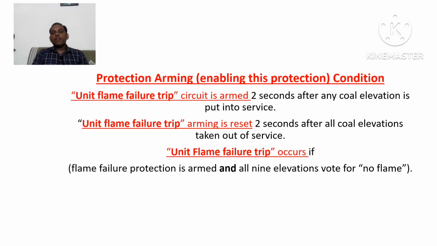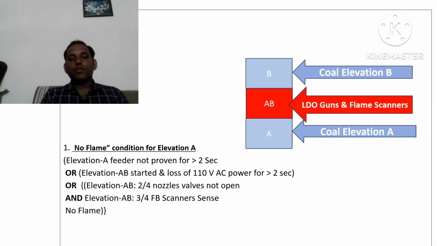Protection arming enables this protection condition. The unit flame failure trip circuit is armed 2 seconds after any coal elevation is put into service. Unit flame failure trip arming is reset 2 seconds after all coal elevations are taken out of service. Unit flame failure trip occurs if flame failure protection is armed and all 9 elevations vote for no flame. The first condition for no flame is for elevation A.